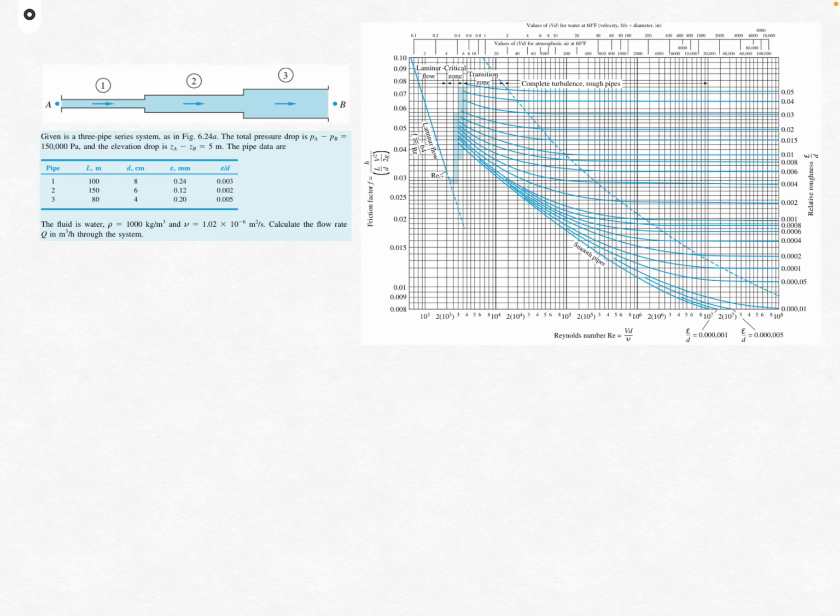So let's start with the easy relationship here, which is just flow rate. The total flow rate Q through the system, whatever is coming in at point A and leaving at point B, actually has to be the same through pipe 1 and 2 and 3, just by mass conservation, assuming that this is an incompressible fluid.